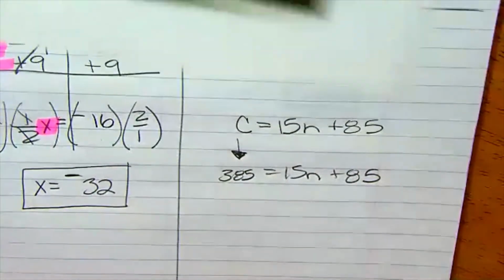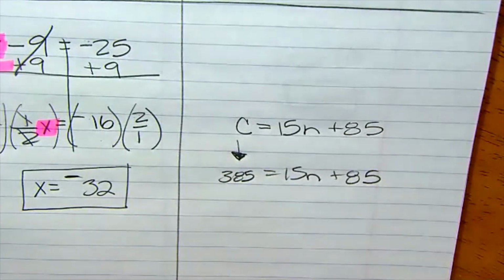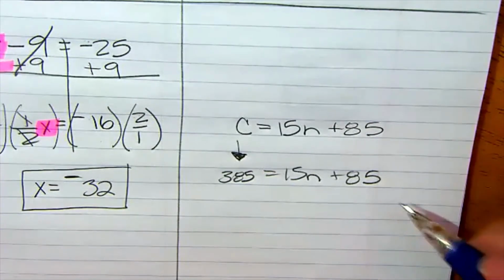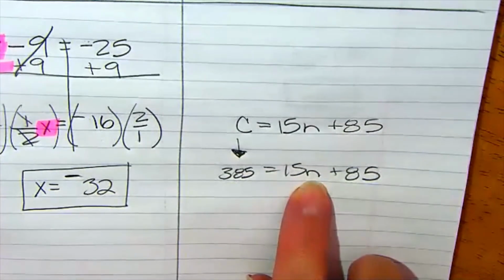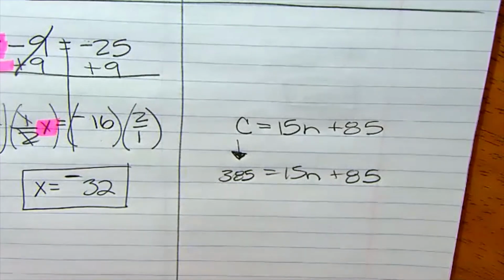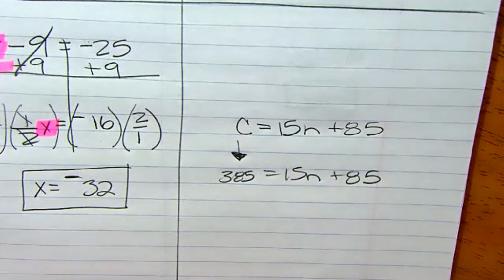So you're going to need to solve that problem. And remember, a word problem requires a word answer. So when you figure out the value of N, when you figure out what N is, you're going to have to write that as a complete sentence. $385 is however blank number of watches. Okay?